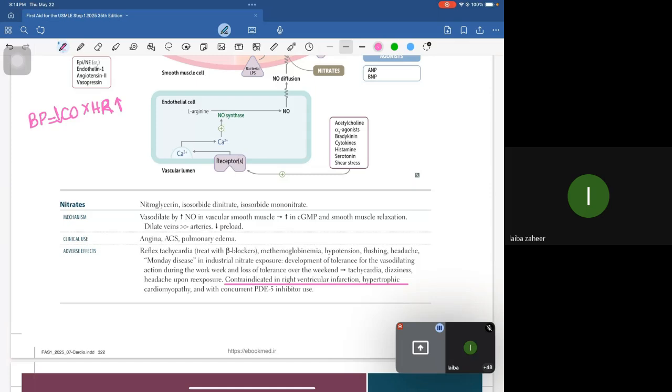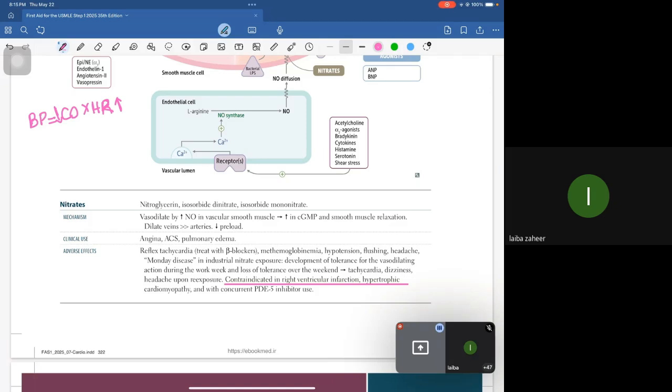Why? Because the nitrates are going to relax the smooth muscles of the veins, and the veins are not going to contract. And when the veins do not contract, less blood is going to come to the heart, and the heart already needs more blood in case of right ventricular infarction. So that is why we do not give nitrates.